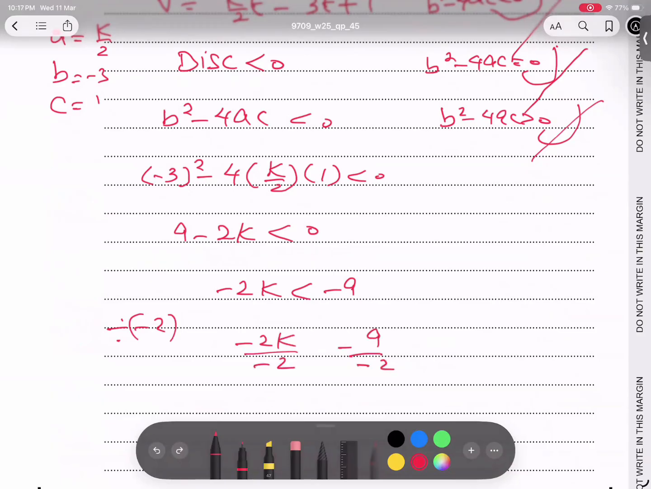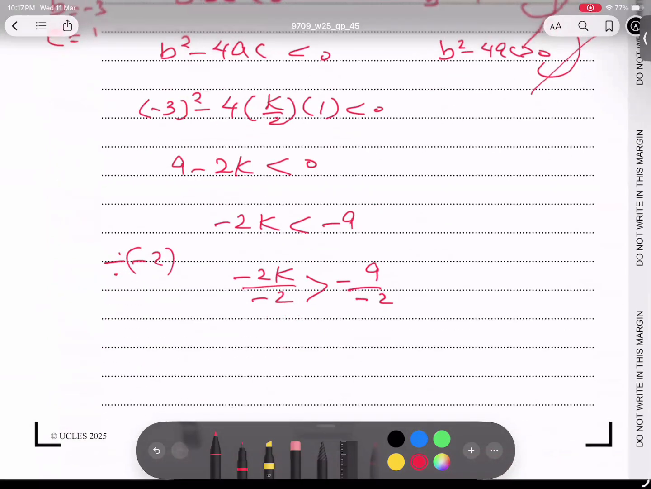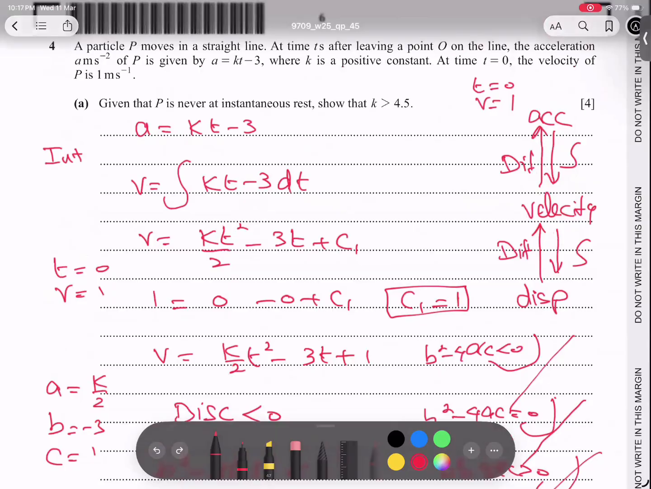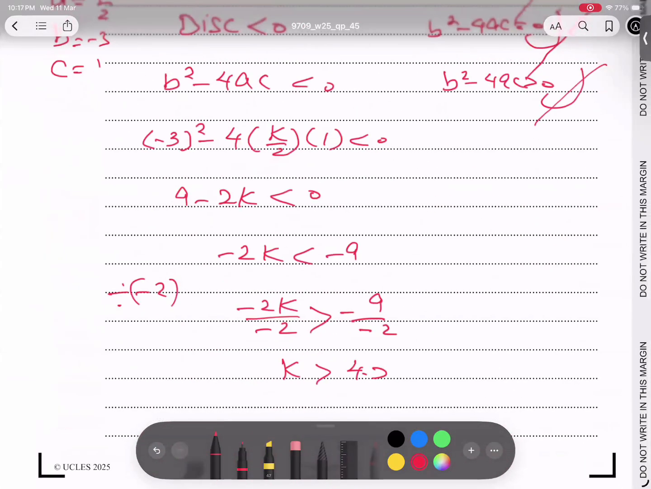The inequality sign will change. This is a rule of division. And I got 4 over 2, 2 cancel, 9 over 2, sorry, 9 over 2. Because basically, look at here, we got 4.5. 9 over 2 or 4.5, same thing. So, Alhamdulillah Rabbil Alameen, proved.